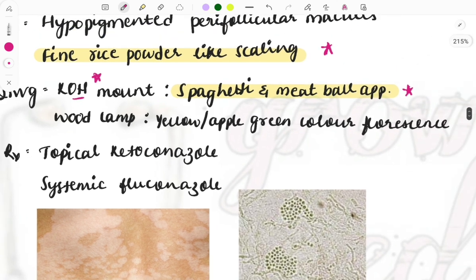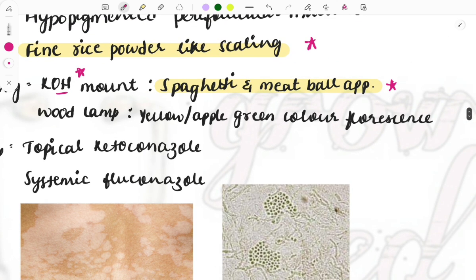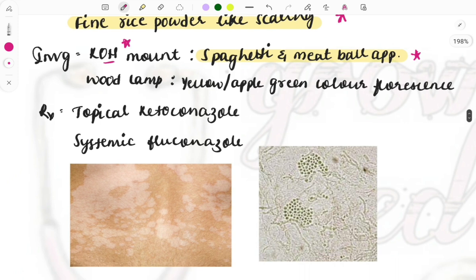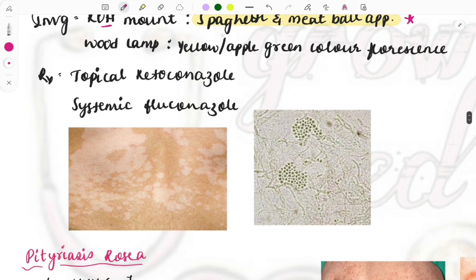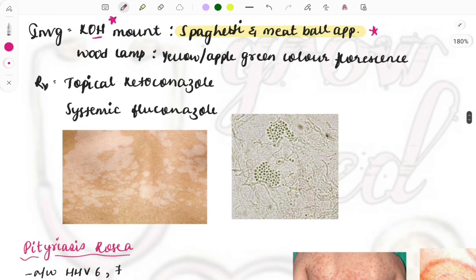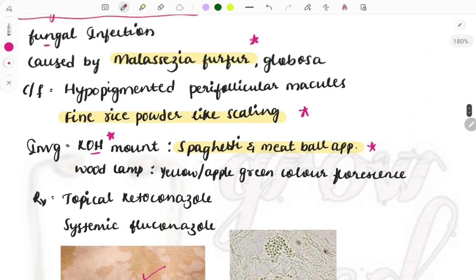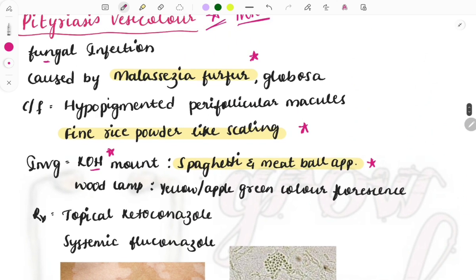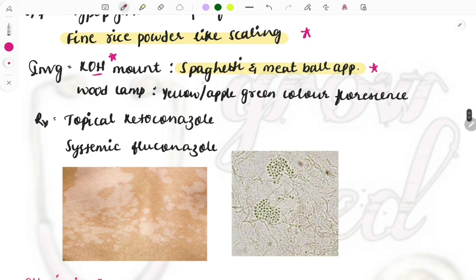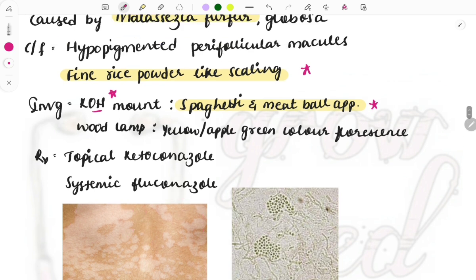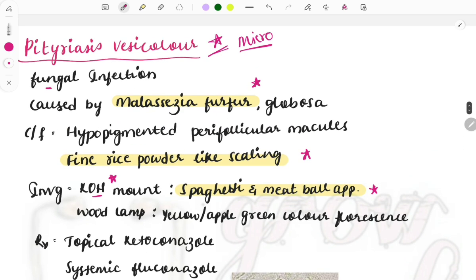Then on the Wood lamp, you can see yellow or apple green color fluorescence, and treatment is the topical ketoconazole and systemic fluconazole. Okay, and also this is the image which can be seen, hypopigmented perifollicular macules. Okay, so you can see here that these are the hypopigmented areas which are seen with this pityriasis versicolor.